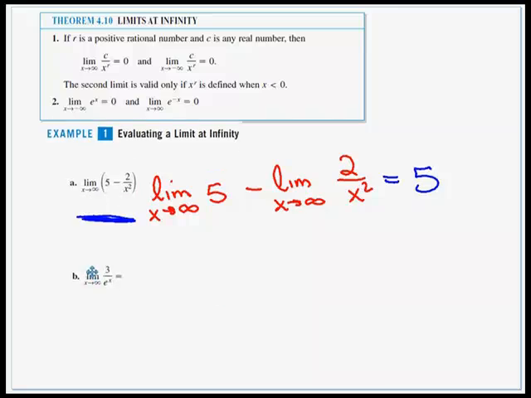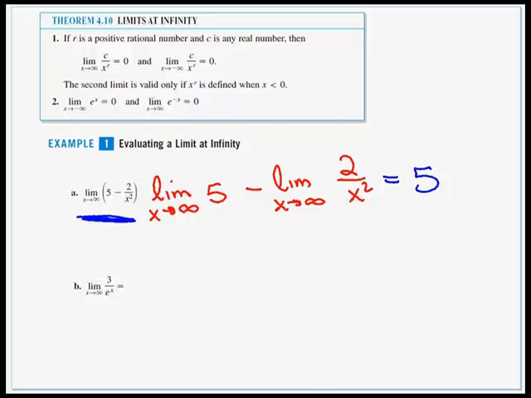And here in example B, it says we want to find the limit as x goes to infinity of 3 divided by e to the x. If we use our properties of exponents, we can rewrite this. We have our limit as x goes to infinity. 3 over e to the x, we could also write as 3e to the negative x. Bring that whole denominator up, and make that exponent negative.